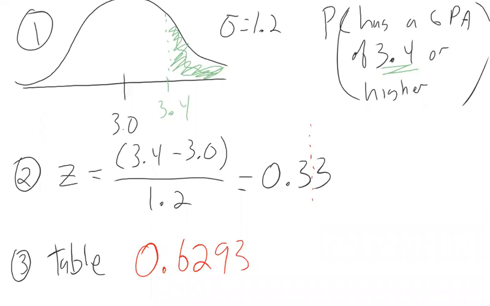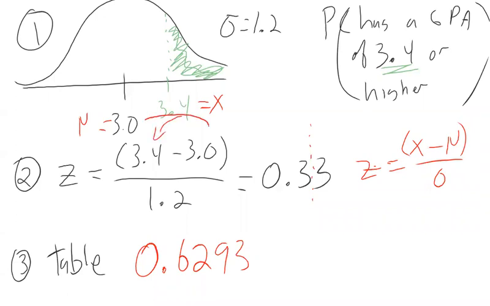Why did you put the 3.0? Because this is our mean. Remember, this is our mean. This is our x, and the z formula is x minus mu all over sigma. So I just put the numbers where they would go. My x went there, my mean went there, and then my standard deviation went there.